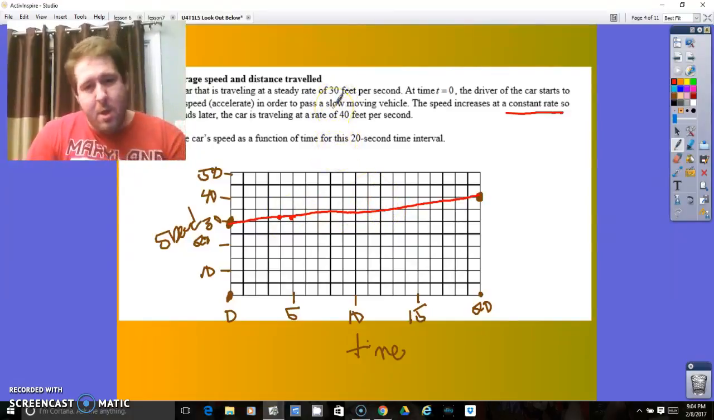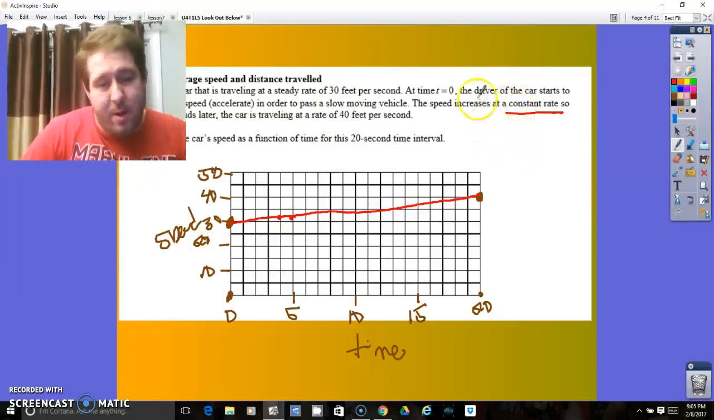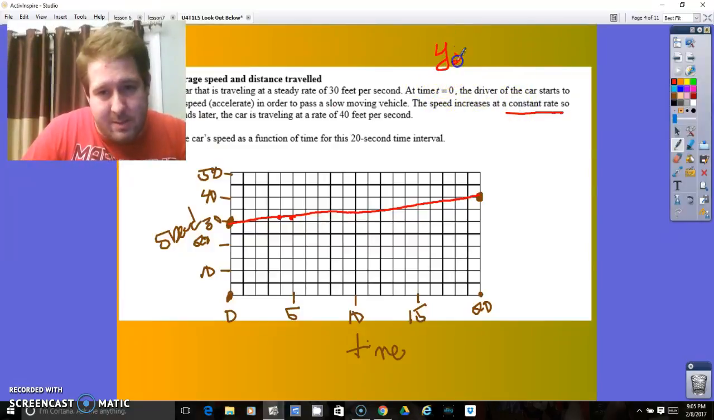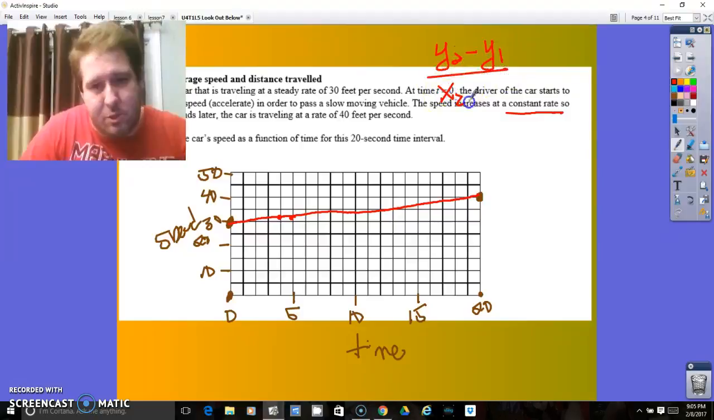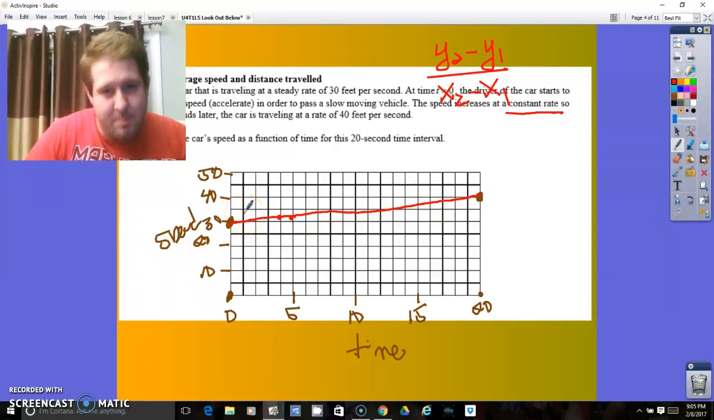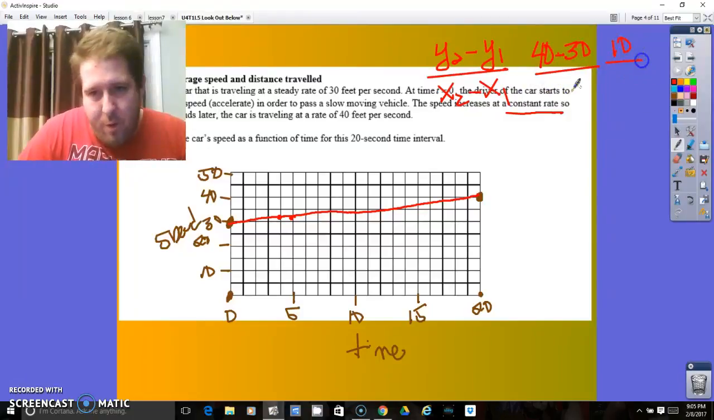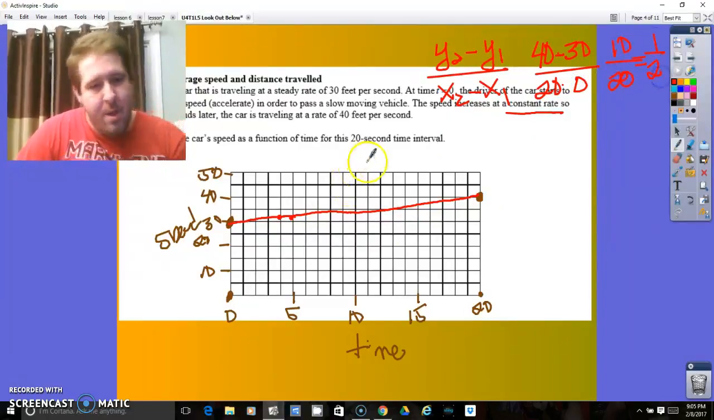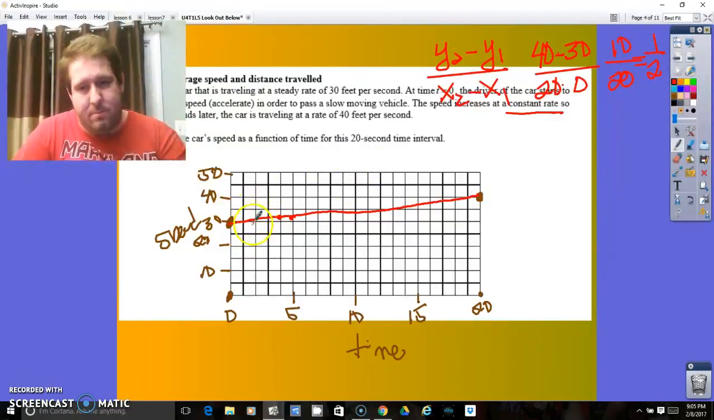What we want to do is find what was the rate of change from the start of the story to the end of the story. And the way we're going to do that is by using the slope formula, which is y sub 2 minus y sub 1 over x sub 2 minus x sub 1. So really what I'm doing in this case is 40 minus 30, which is 10, over our change of x's, which would be 20 minus 0, which would be 20. So we've got a rate of change of 1/2. So it's going up 1 for every right 2.